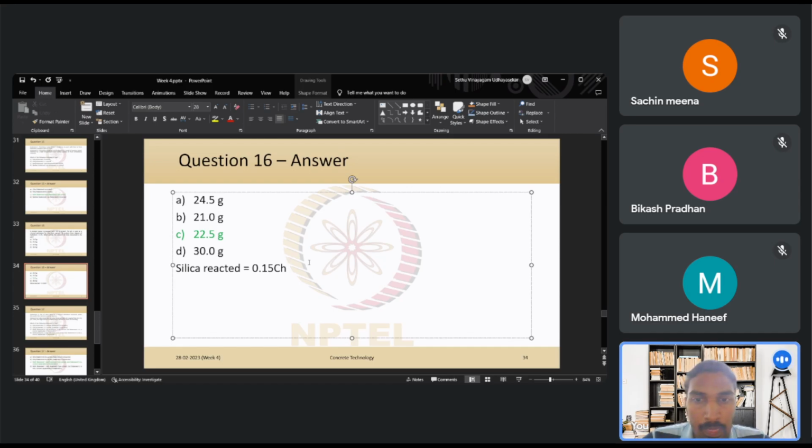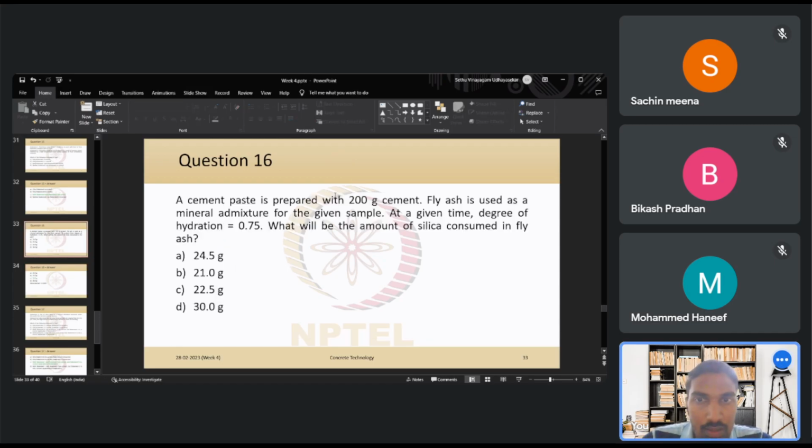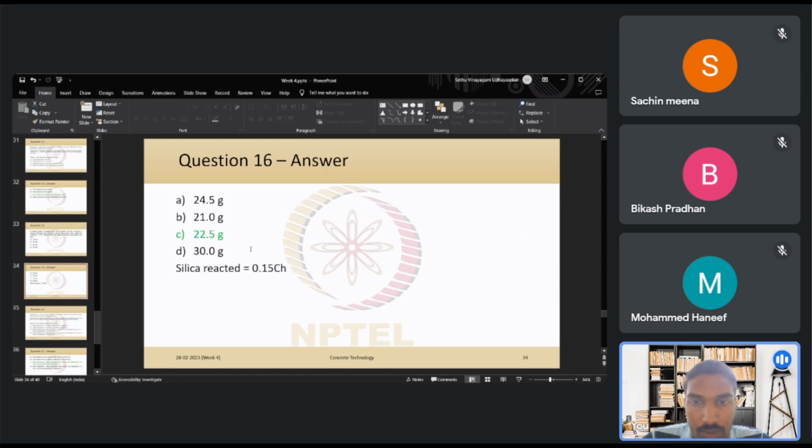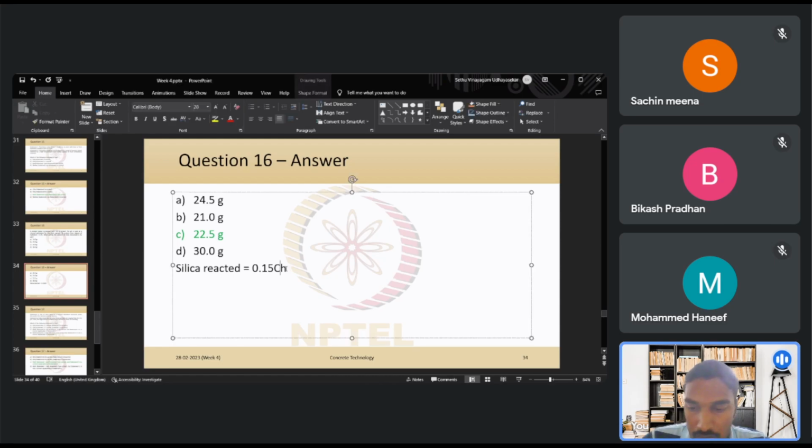Based on that, we can find out the amount of silica that will react, and that is about 0.15 CH, where C is the amount of cement that is used and H is the degree of hydration, so how much of the cement reacts. So we need two pieces of information: the amount of cement and the degree of hydration, both of which are given. 200 grams of cement is used for preparing the sample, and at the given time the degree of hydration is 75%.